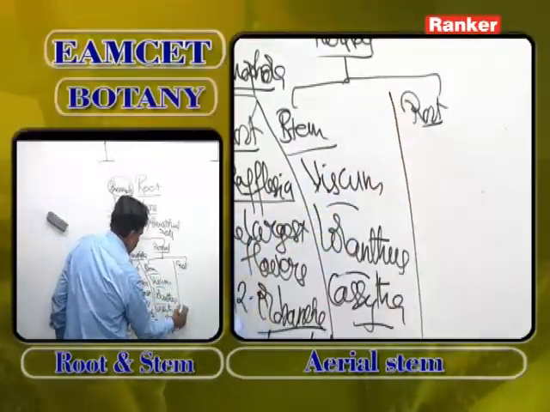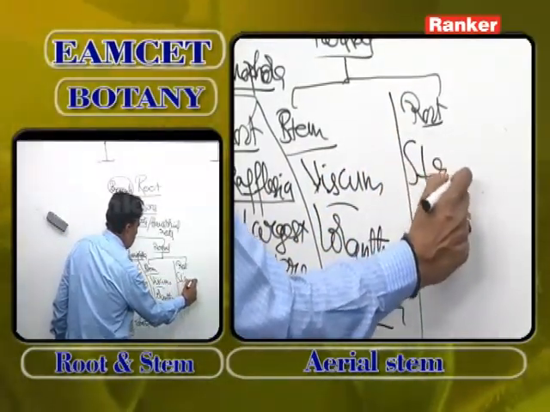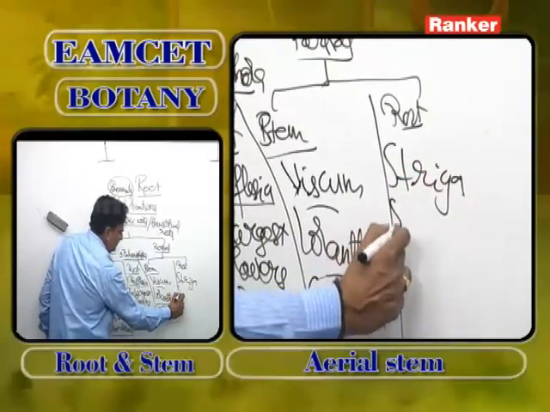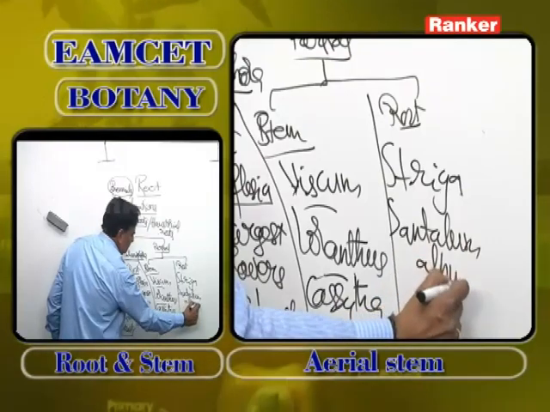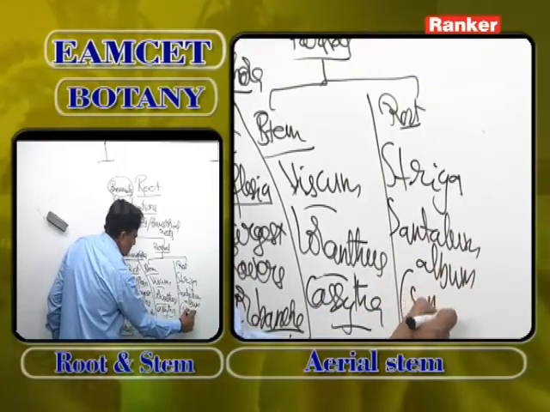Partial root parasites are two. One is Striga, the other is Santalum album. Santalum album is nothing but the sandalwood plant.